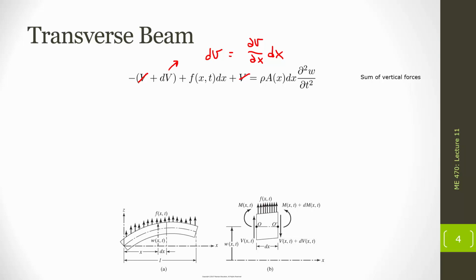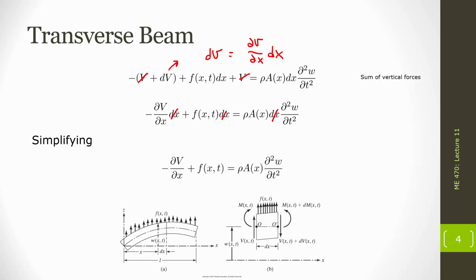So with these two small simplifications, we can now rewrite this a little bit more simply here. And we can simplify it a little bit further, because at this point everything has a dx with it, so the dx's are all going to cancel out. And finally, we can rewrite the sum of vertical forces. Here we have a del v del x term. We have our loading intensity as it changes across left to right and in time, and then our density, our area, and then the vertical acceleration.